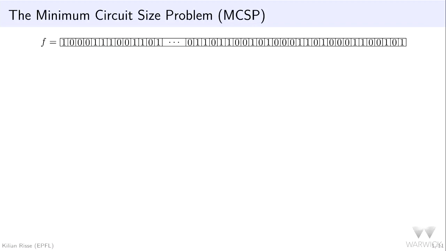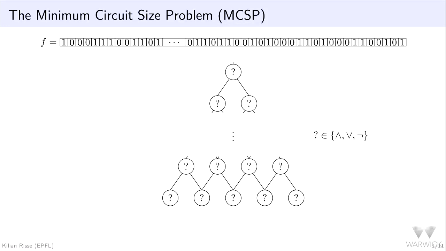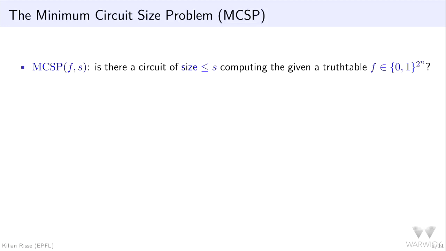Okay, so first, what is the MCSP problem? We have seen it before. You're given a truth table of a Boolean function that is computed on n bits. And the question is whether there exists a circuit over, say, the basis AND, OR, NOT of size at most s. I'll denote it by MCSP of (f, s), the question whether there is a size at most s circuit computing the given truth table f.